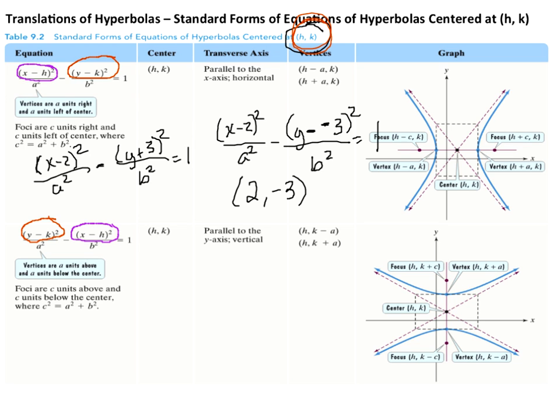So I just wanted to point that out to you. And it's the same no matter how your transverse axis is situated, vertically or horizontally. All right.